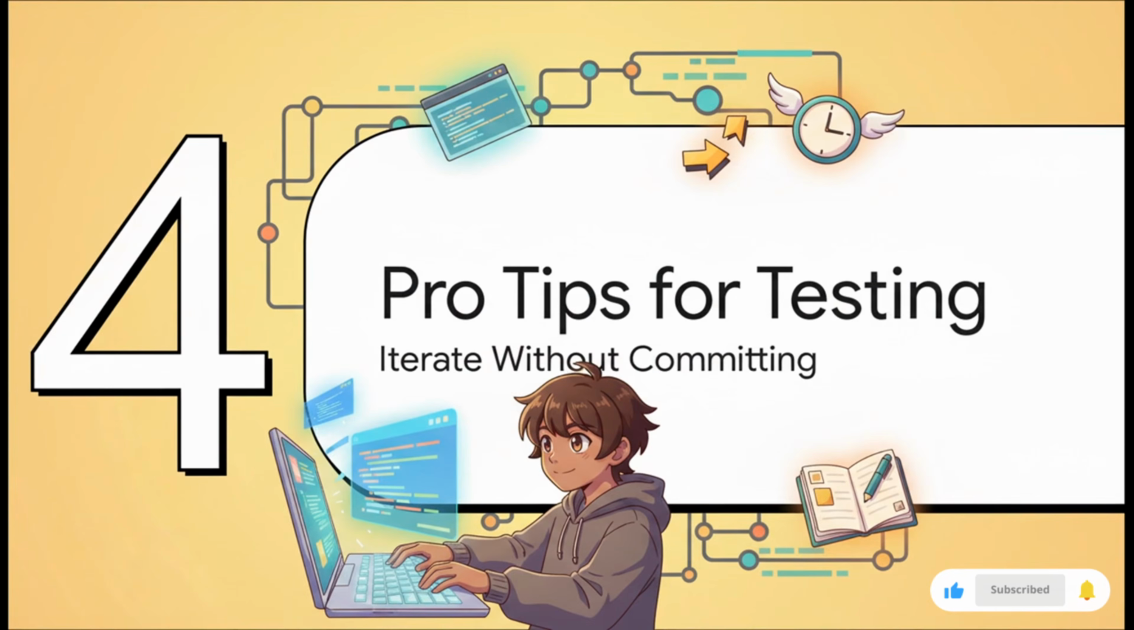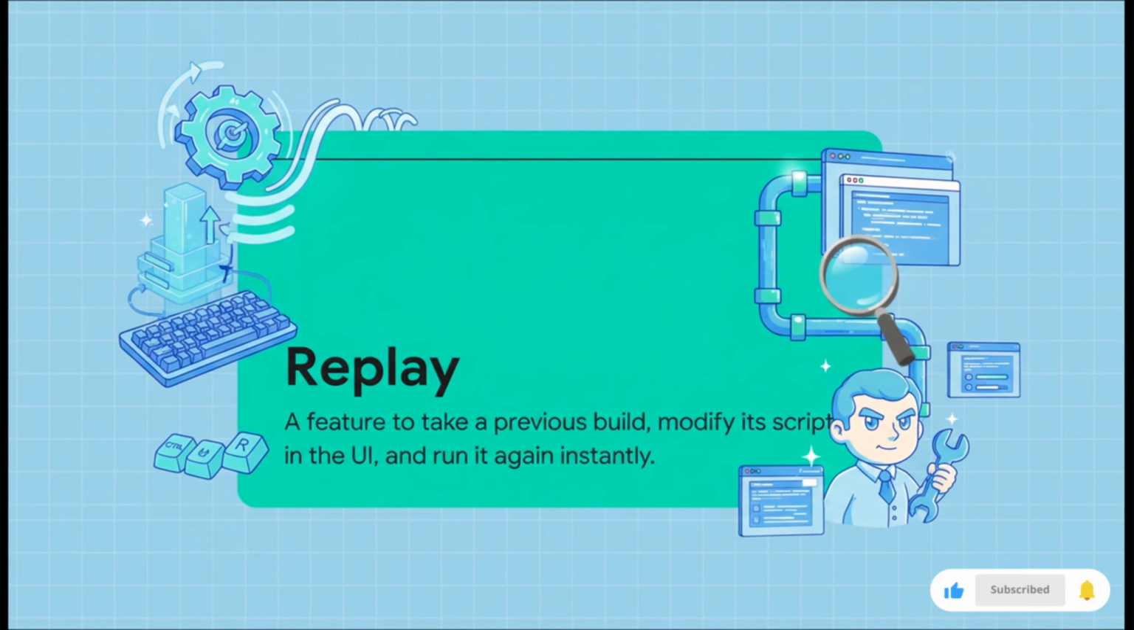Okay, let's talk about one of the most frustrating parts of developing a pipeline. That slow cycle of making an edit, committing it, pushing it, and then waiting for a whole build just to test one tiny change. It's a huge time sink. So let's look at 2 pro features designed to break that slow cycle and save you a massive amount of time. The first feature is called Replay, and I'm not kidding, this is an absolute game changer.